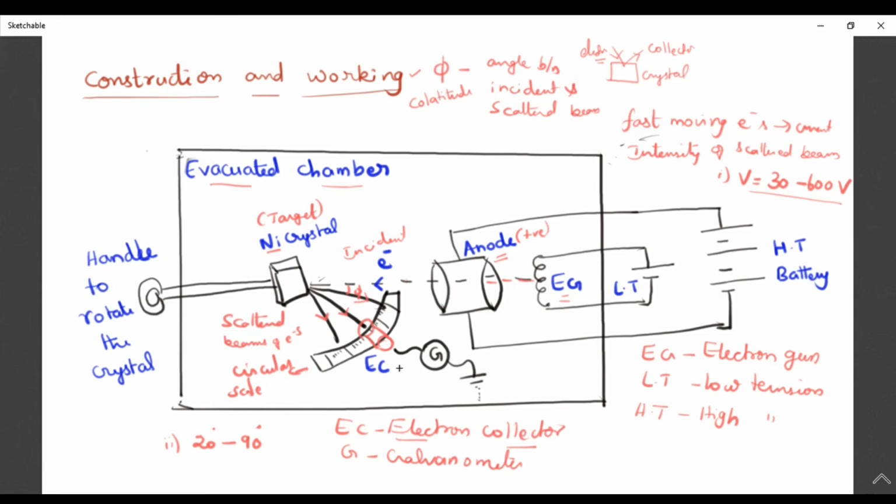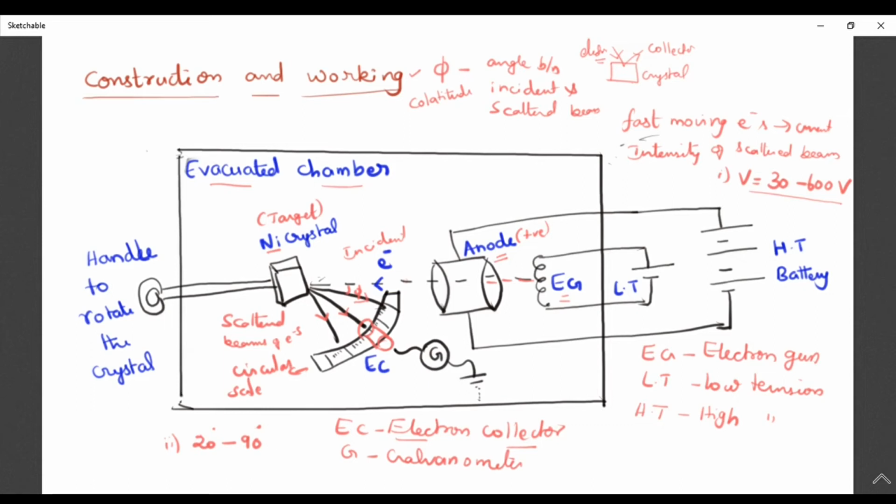The electron gun will produce the electrons, which is connected to the low tension battery, and these electrons are accelerated and focused by the anode which is connected to the high tension battery, and these fast moving electrons hit the nickel crystal. The nickel crystal can be rotated by using the handle. So the axis of the crystal can be changed according to the axis of the incident beam, and once the electrons hit this nickel crystal, they will be scattered in all directions. So the scattered beam can be collected by the electron collector, which moves over the circular scale so as to receive all the scattered beam of electrons between the angles 20 to 90°.